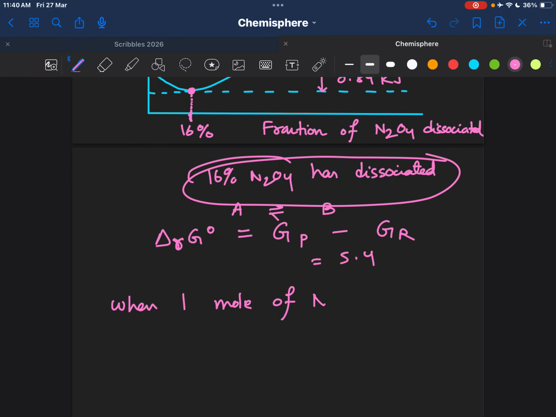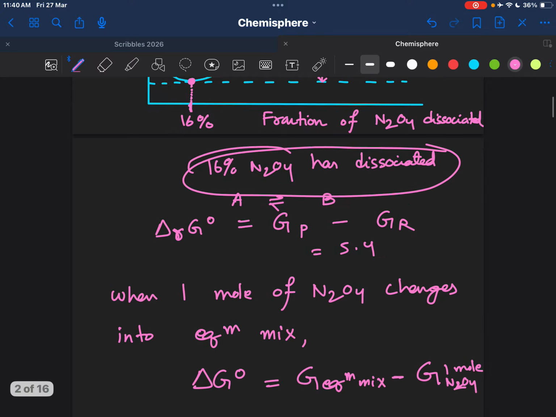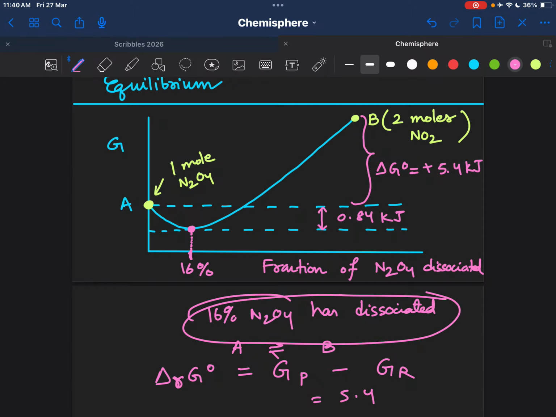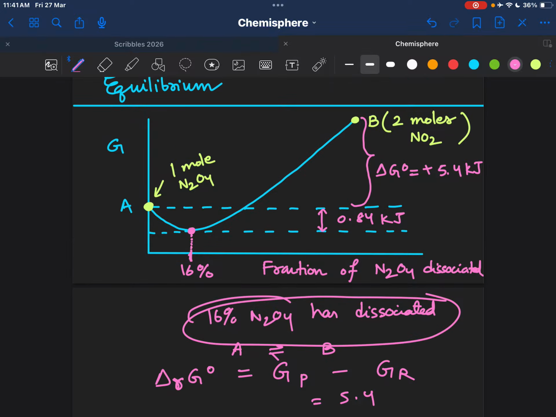Okay, so now we have to calculate when 1 mole of N2O4 changes into the equilibrium mixture, what will be the delta G naught value? So delta G naught is always the destination that we have reached minus what we have started with. So obviously G of the equilibrium mixture minus G of N2O4 that we started with, 1 mole of N2O4. So G of the equilibrium mixture is 0 minus 1 mole of N2O4.